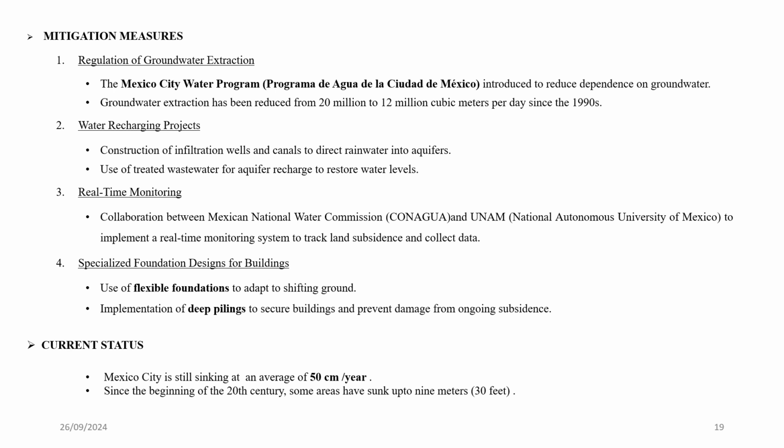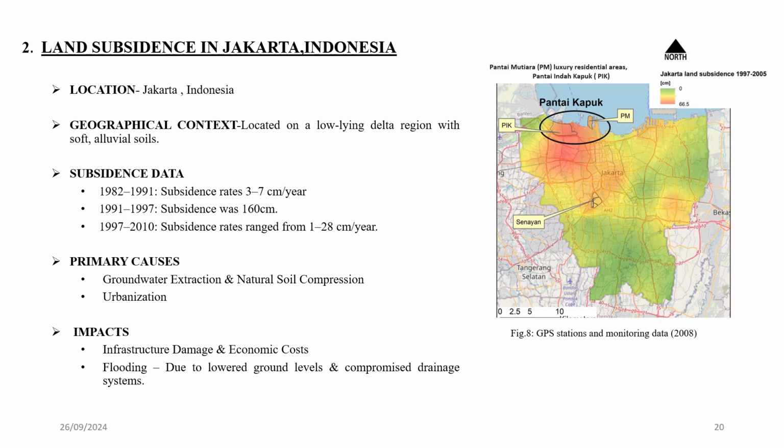The current status of land subsidence in Mexico is that Mexico City is still sinking at an average of 50 cm per year. Since the beginning of the 20th century, some areas have sunken up to 9 meters, that is 30 feet. Now let's see a case study of land subsidence in Jakarta, Indonesia.